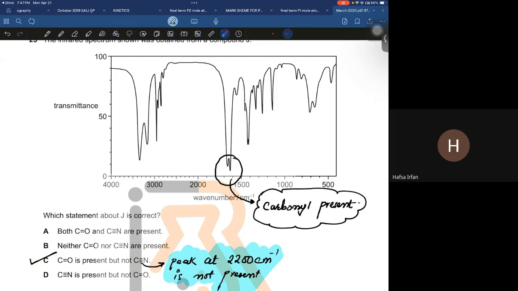So basically it all depends upon what you are looking at. You have to see the data booklet and the values, and then you can decide which functional group is present in the following compound.